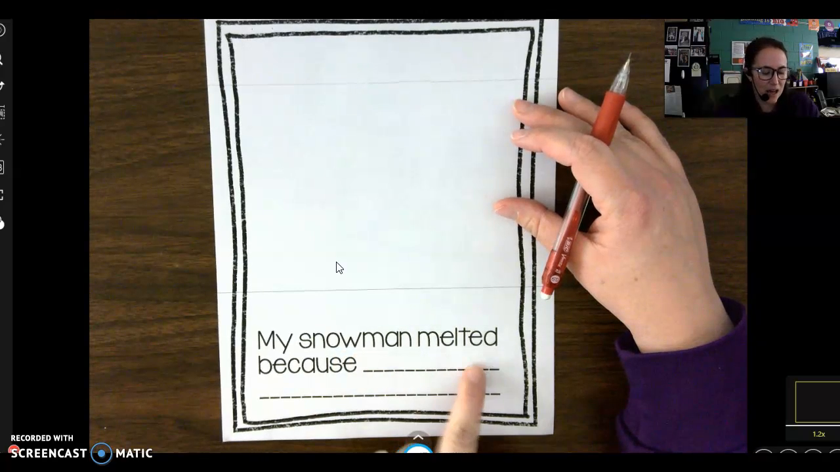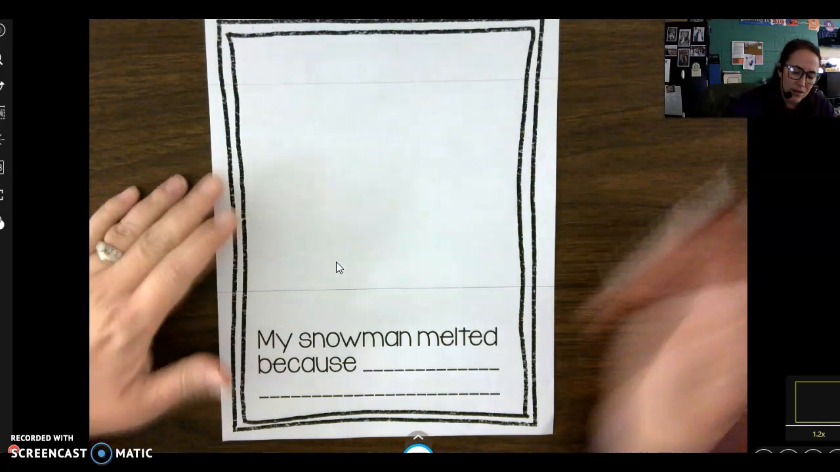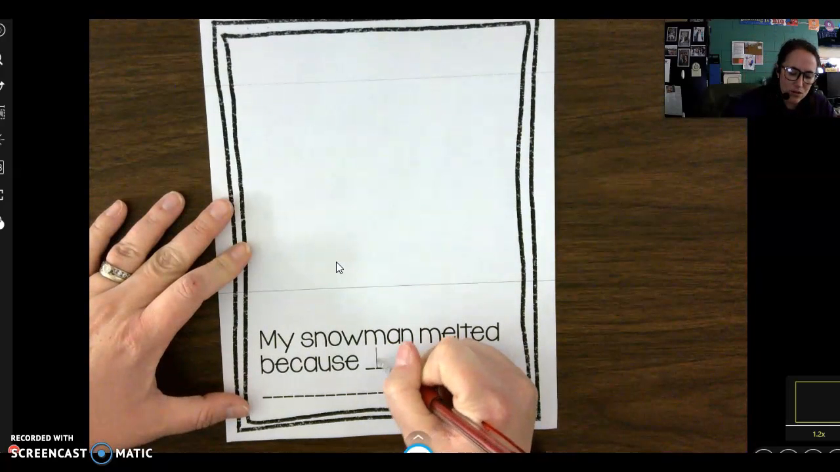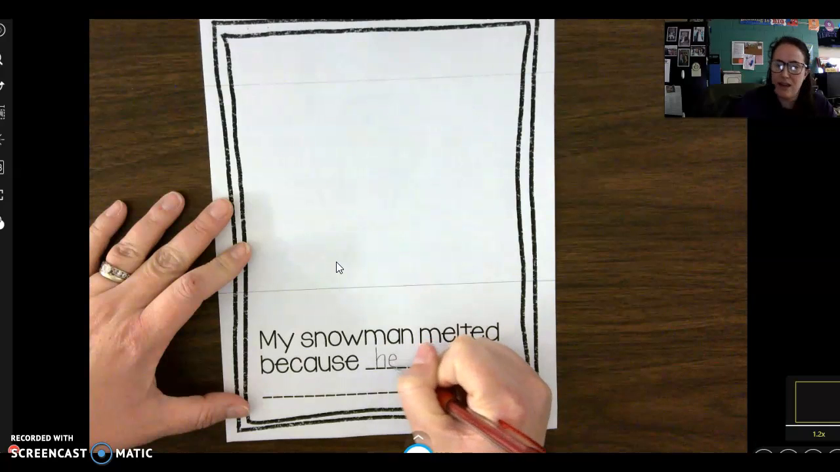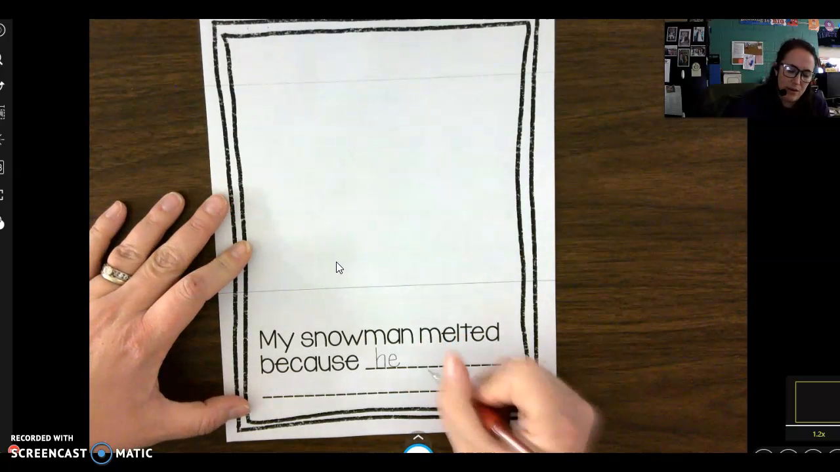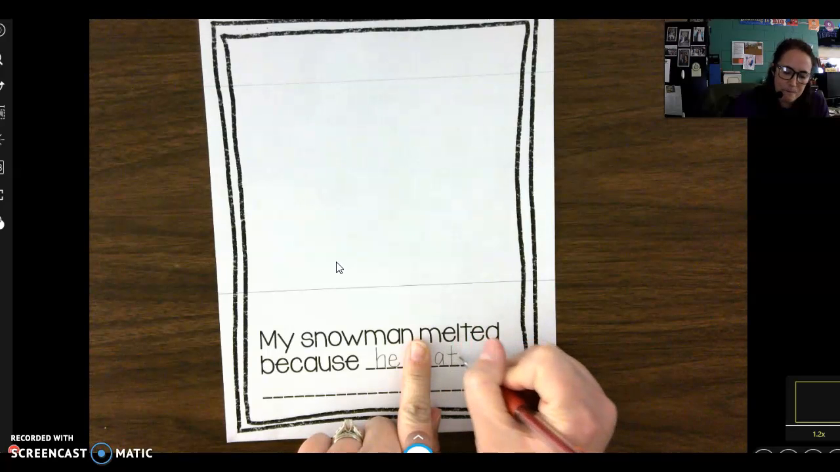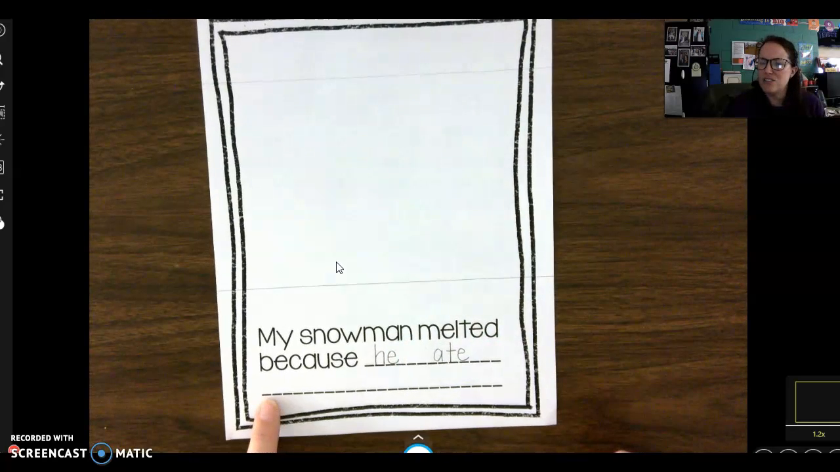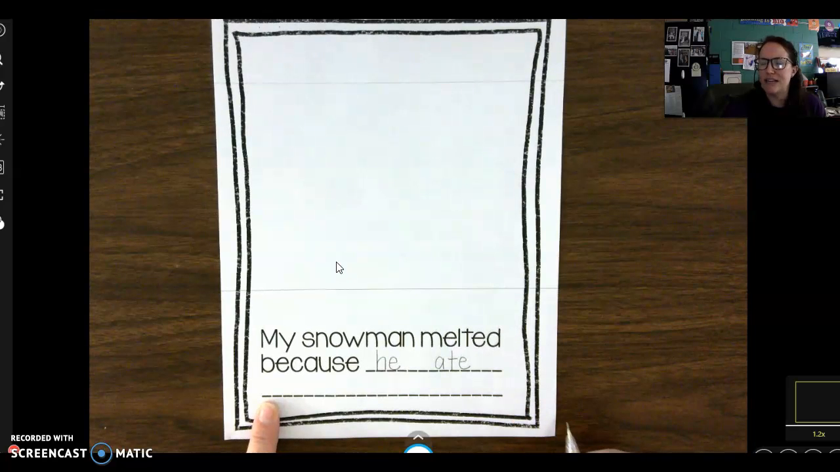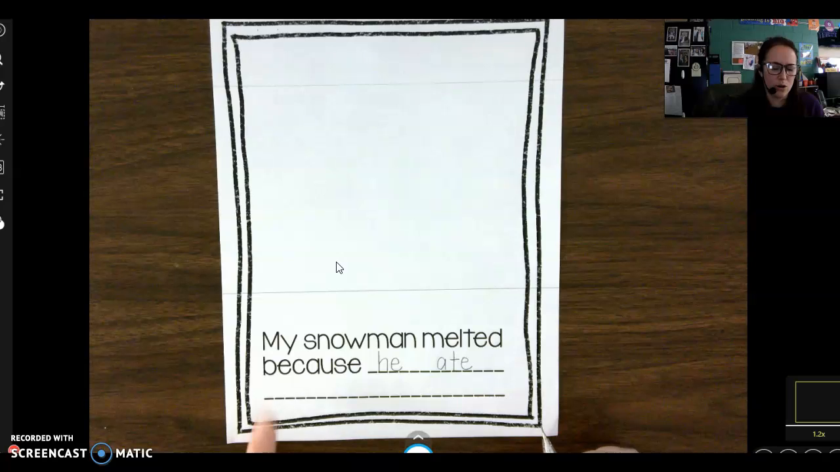My snowman melted because, I'm just going to write the ending. He ate hot soup. So I'm going to write he, that's one of our sight words, H-E. He, I'm going to put a finger space, ate, hot. Let's stretch the word hot out together and write the sounds we hear. That's what you can do if it's a word you're not sure how to spell. So let's stretch out hot nice and slow together. Hot. I hear three sounds. Let's see if we can figure out what three sounds those are.